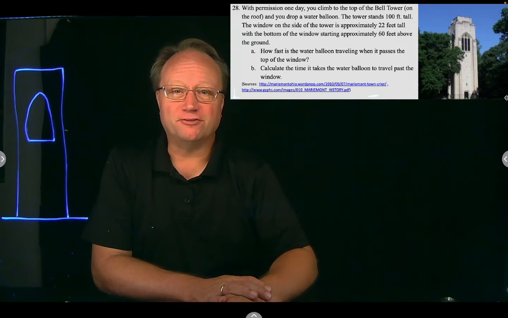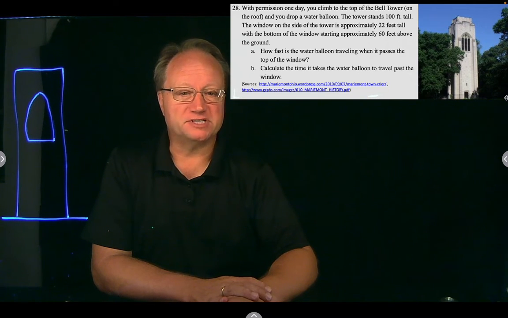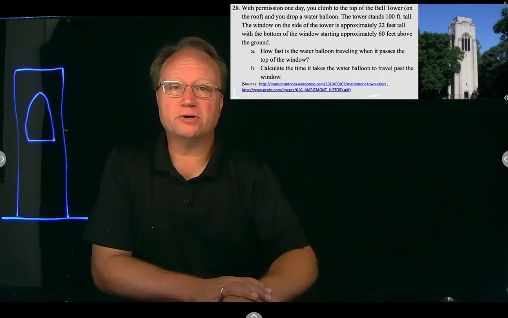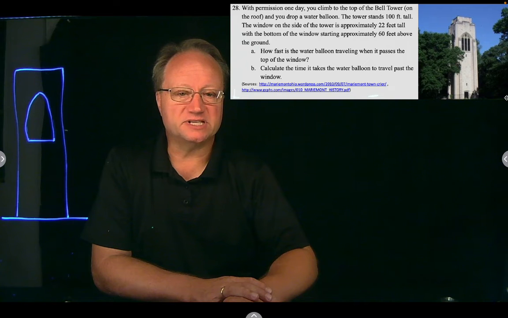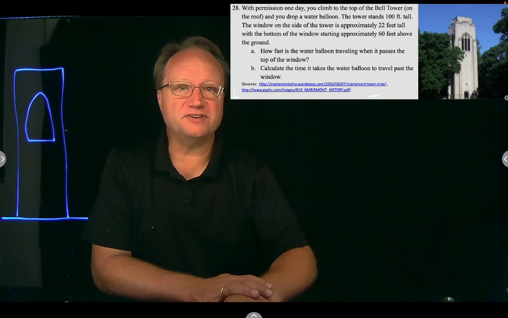Let's ponder free fall motion problem number 28. So with permission one day, you climb to the top of the bell tower and you're going to drop a water balloon from the top of the tower. Now we're given all kinds of measurements about the tower. It's 100 feet tall. There's a window on the side of it that's about 22 feet tall. And that window starts 60 feet above the ground.